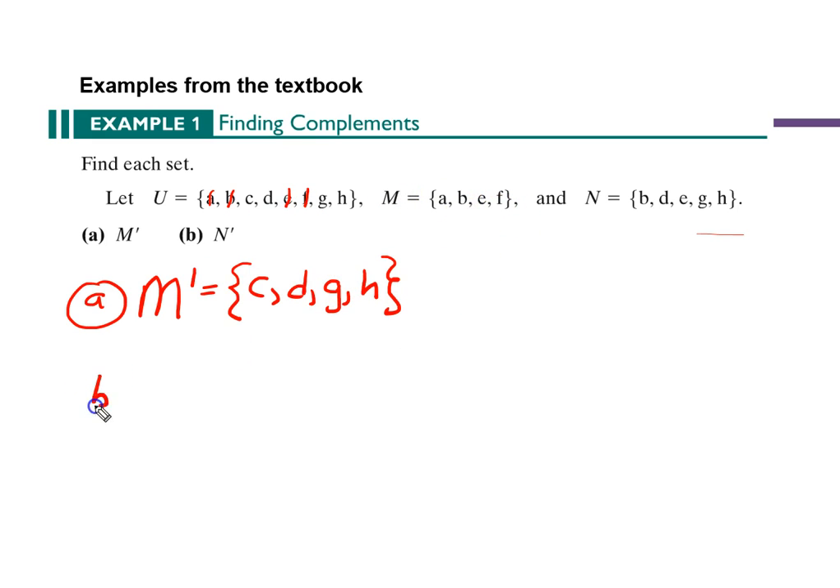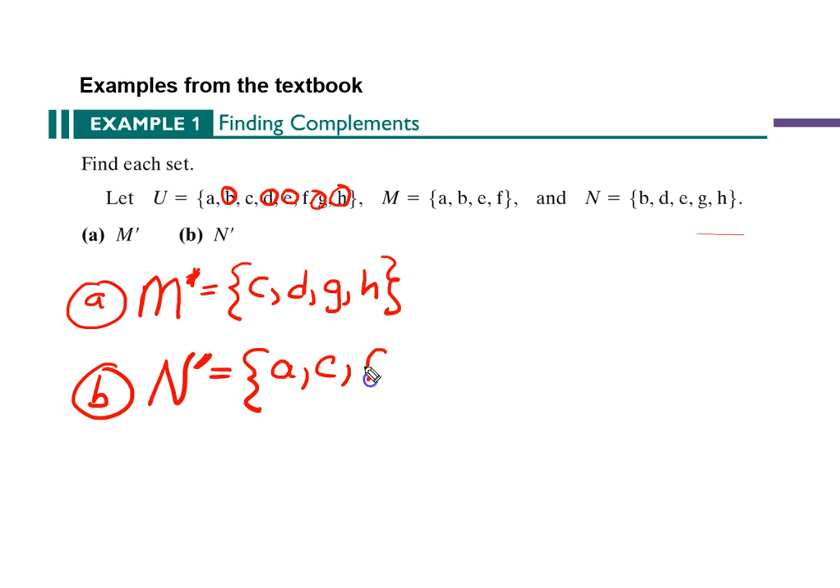Now for B, we want the complement of N. Now I'm going to use my eraser and then do the same thing. Now another method for doing it is to put a circle around it. So eliminate B, D, E, G, H. So what is left now? A, C, and F. So not too hard, as long as you understand the mechanics of how it works.